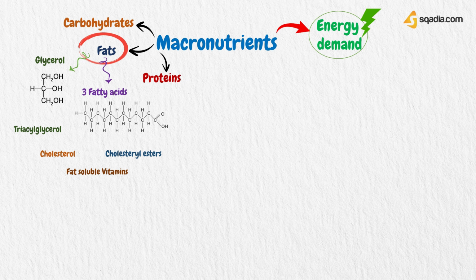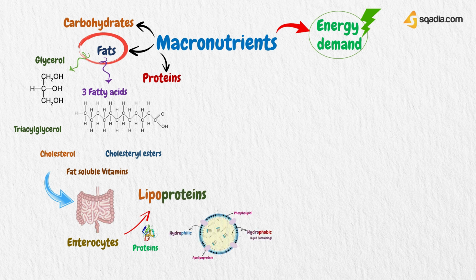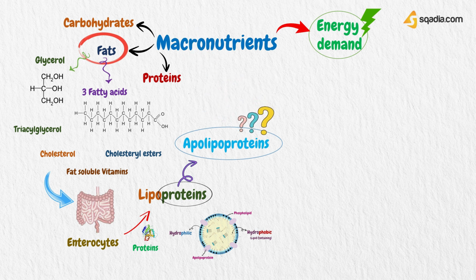This dietary, exogenous, or endogenous fat is then absorbed by the intestinal wall cells called enterocytes, where they combine with different proteins and form lipoproteins. Proteins that bind with lipids to form lipoproteins are called apolipoproteins. Question arises: why do they need protein for transportation?